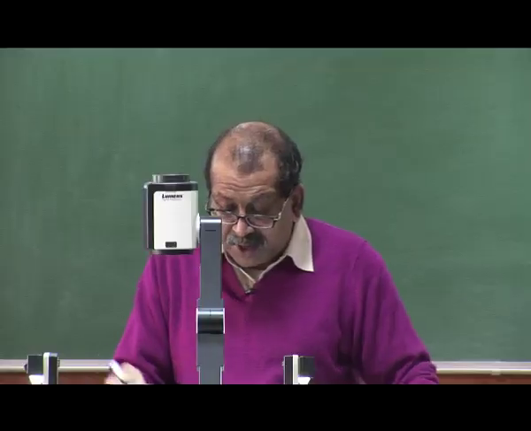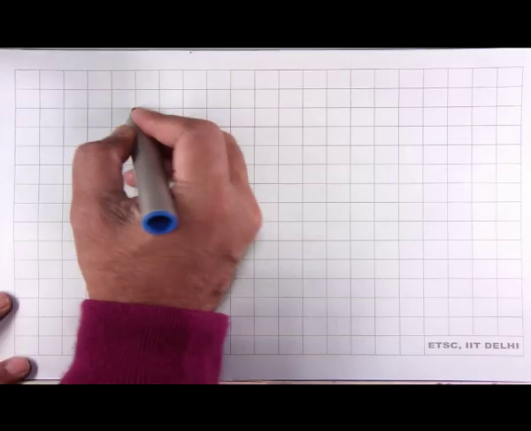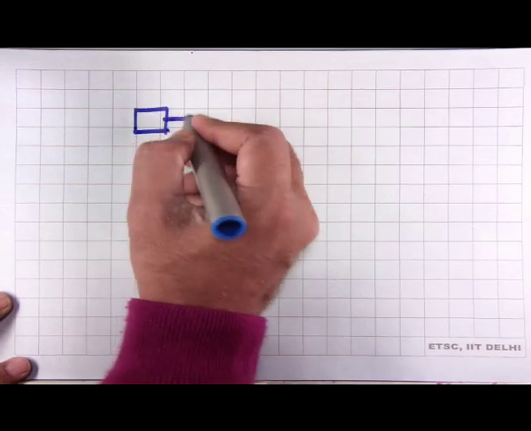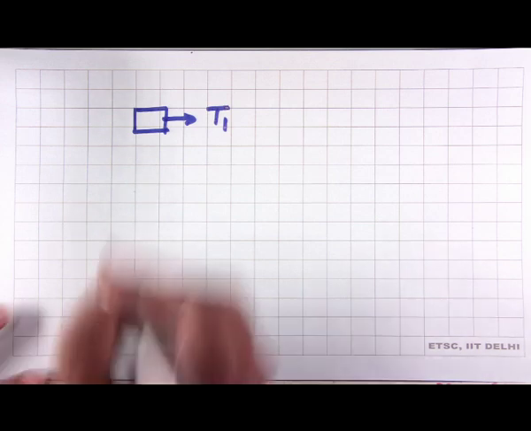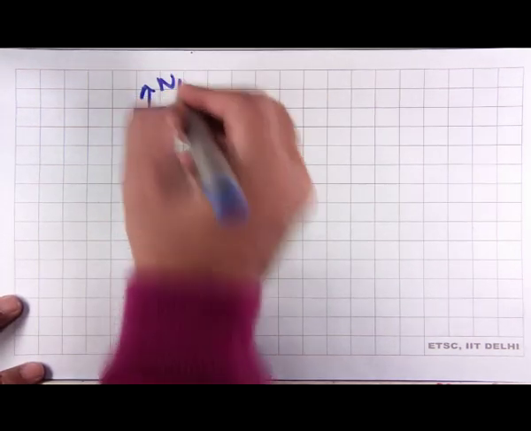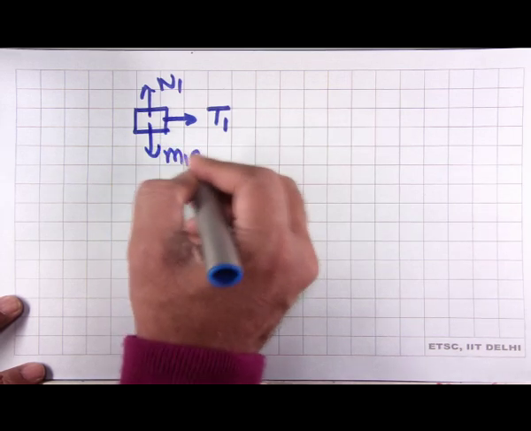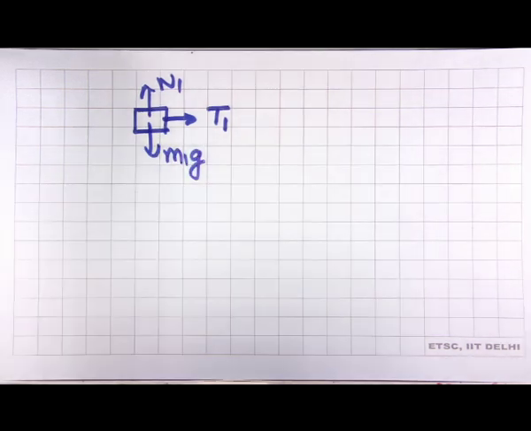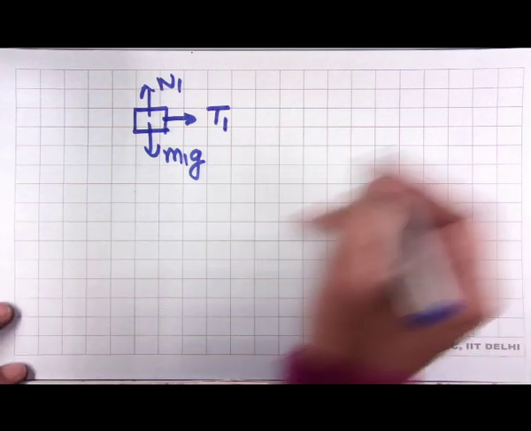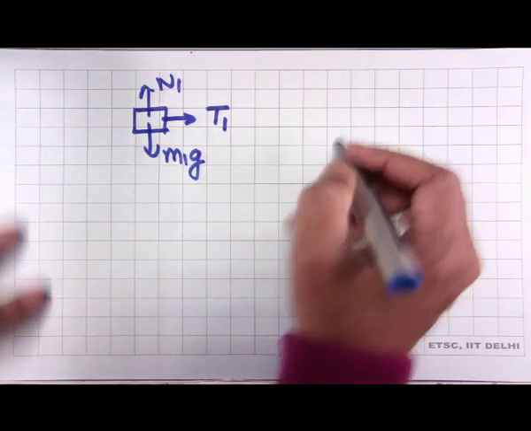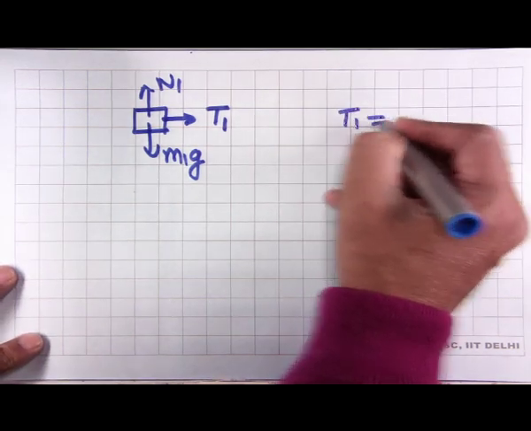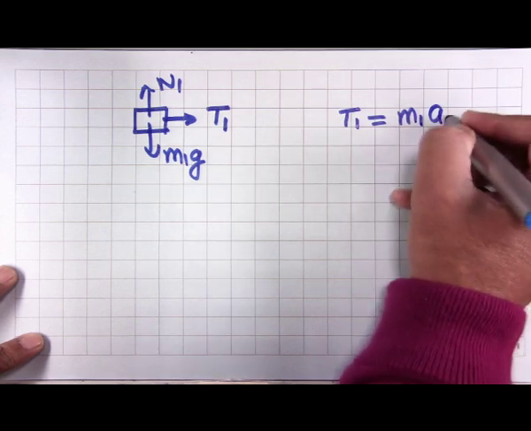Then we go to body 1. For body 1, we have the string force being applied here, T1, and then we have of course N1 and M1G, which are not relevant. This is the only force we have. So in the x direction, when we apply Newton's law, we get T1 is equal to M1 A1.